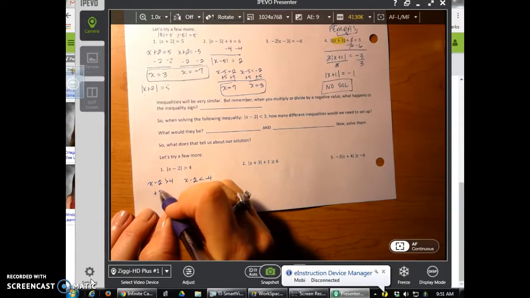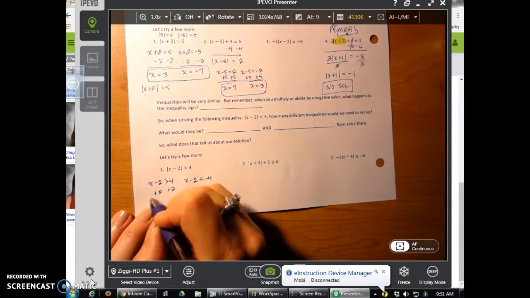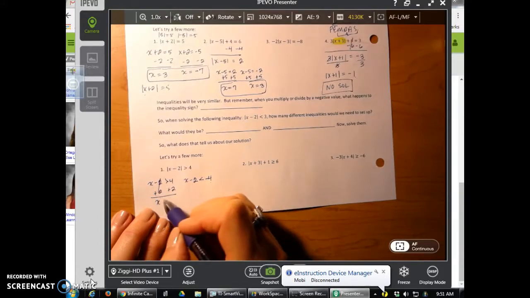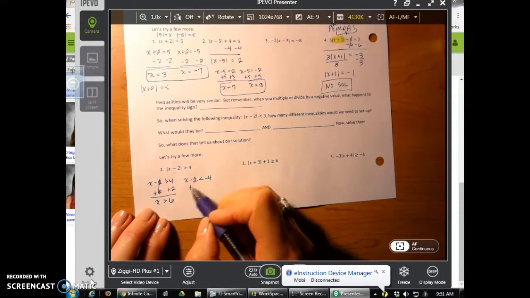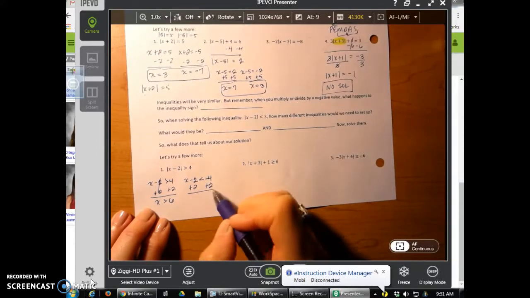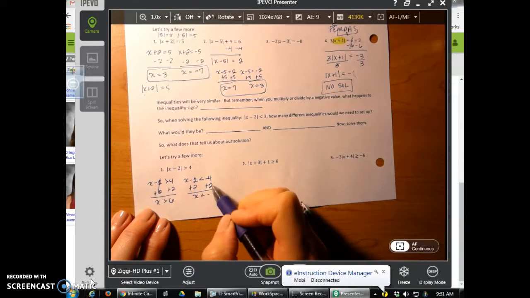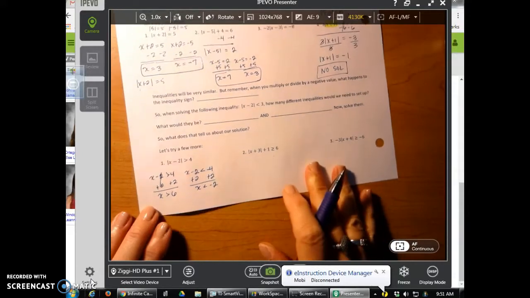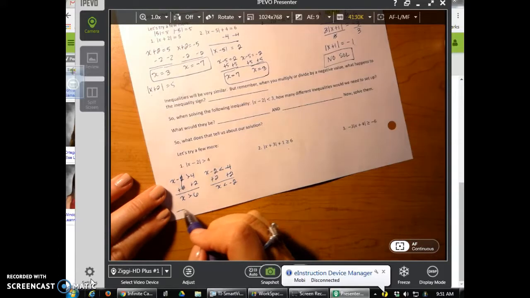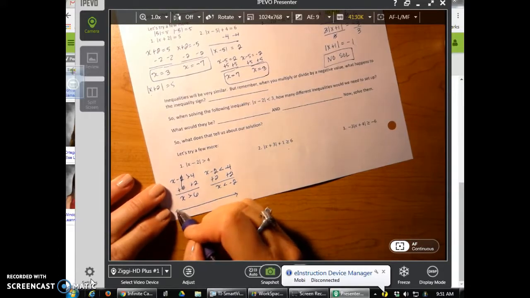So when I solve this, I do x plus 2. I'm going to add 2 to both sides, and I get x is greater than 6. When I add 2 here, add 2 here, I get x is less than a negative 2. Now, this is really important that you put in a number line so you can understand how to write your solution.